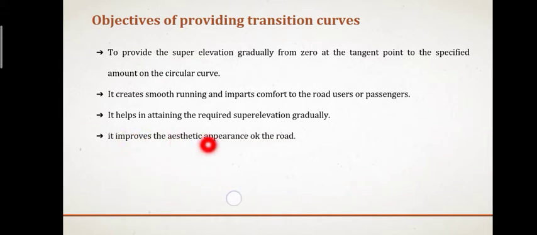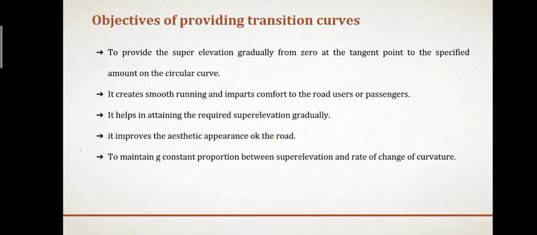To improve the aesthetic appearance of the road, right, and to maintain the g, that is your gravitational acceleration, proportional to the super elevation and the rate of change of curve. This is from the formula, right, the formula which is used to calculate the super elevation.